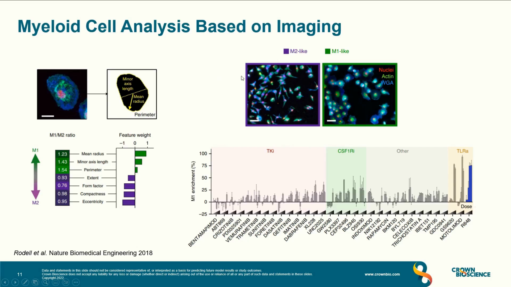And in this study, they also showed that based on these morphological features, by playing around with different cancer therapies, especially the CSF1R inhibitors and TLR stimulation, are effective in resulting in M1 enrichment. So you can actually modify the macrophages and affect their polarization.